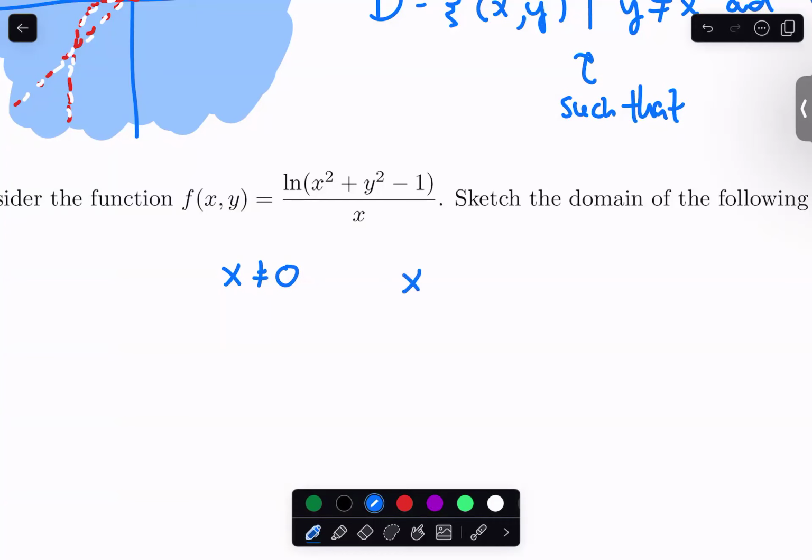So in this case, that means that X squared plus Y squared minus 1, that's what I'm feeding into my logarithm, I want that to be positive. Otherwise, I'm not going to get a real answer out. So this one I can rearrange. I get X squared plus Y squared is greater than 1.